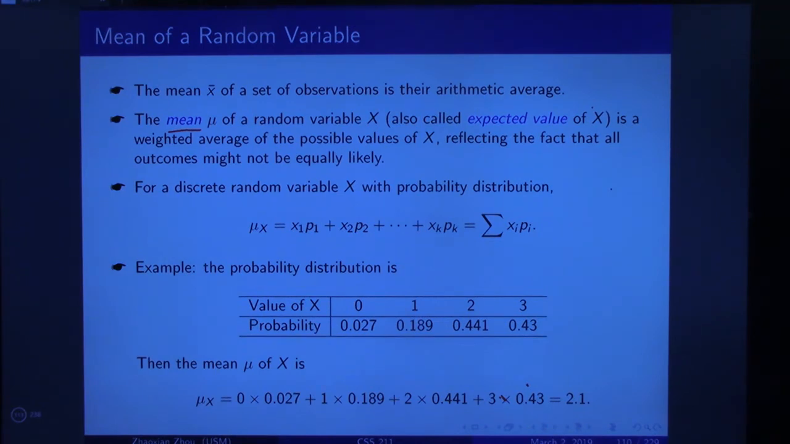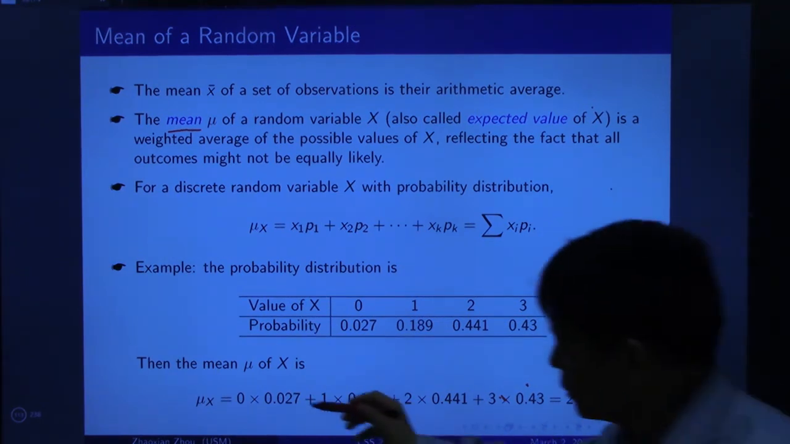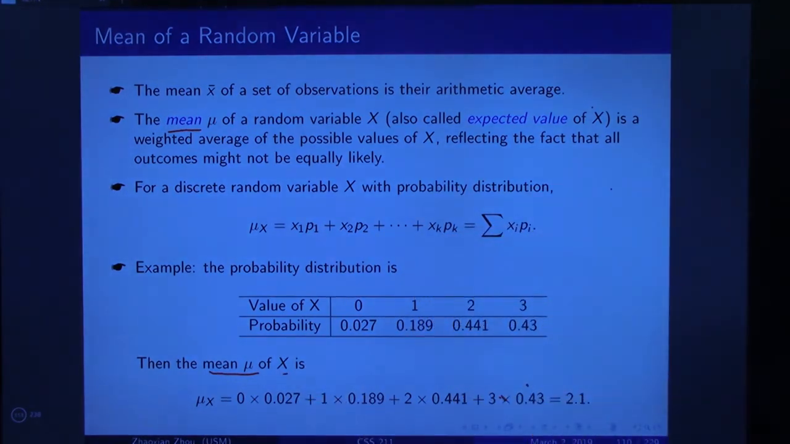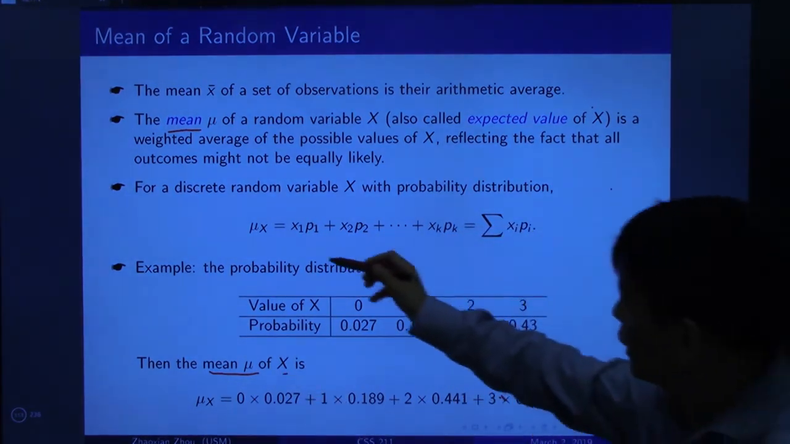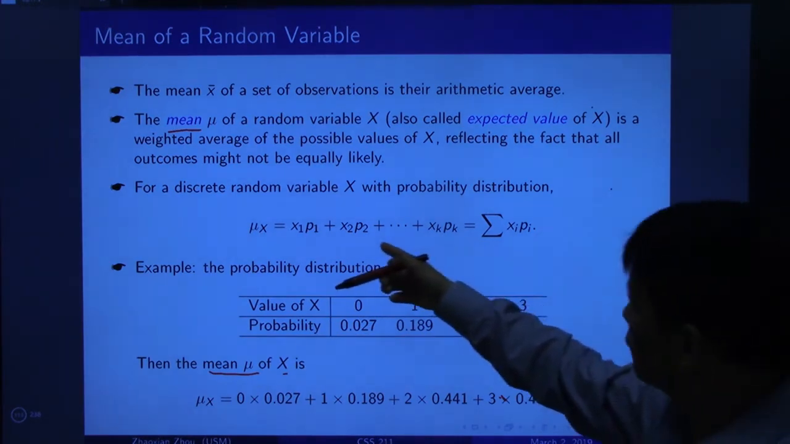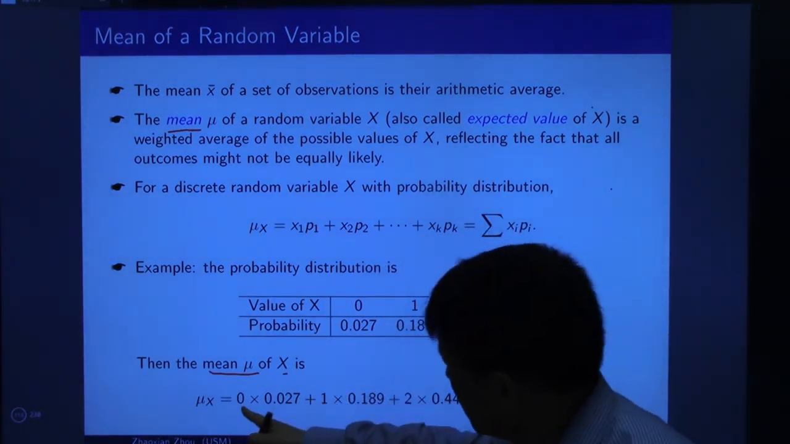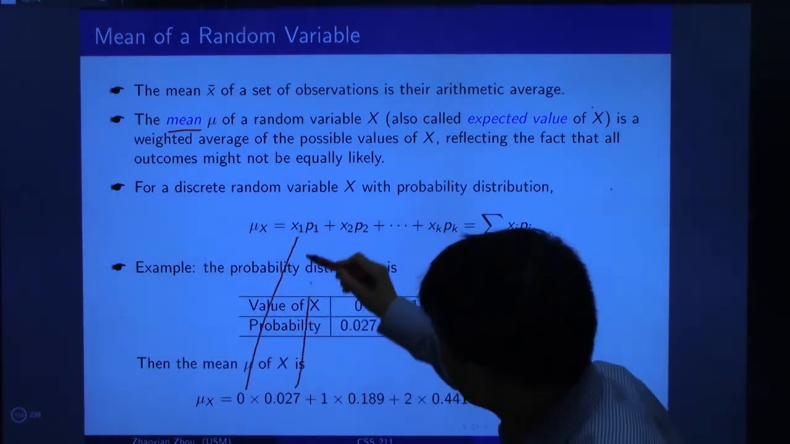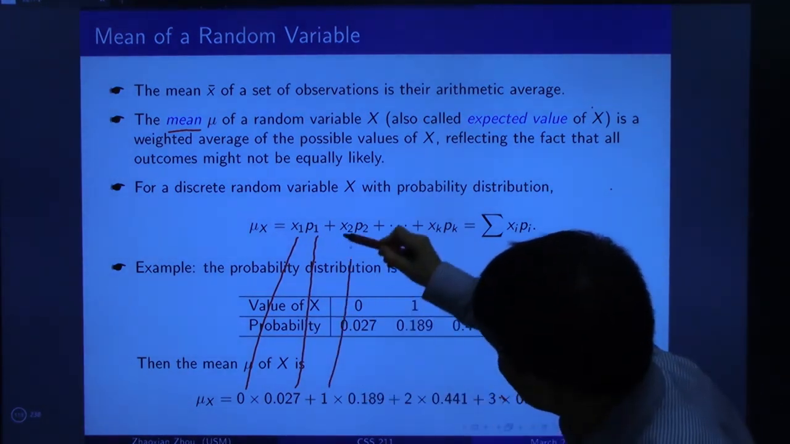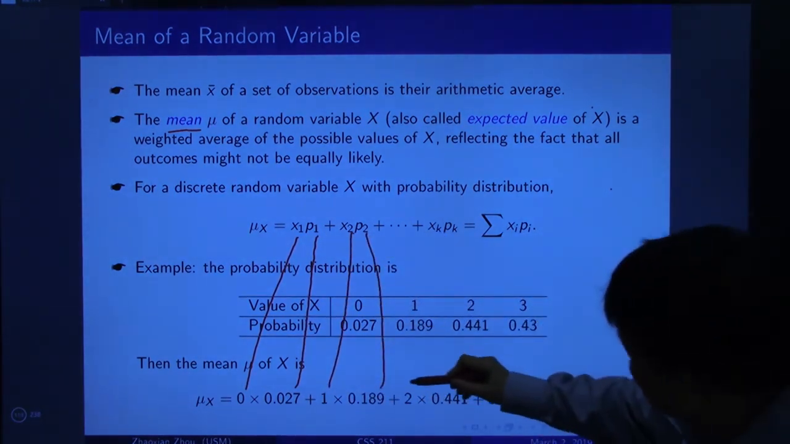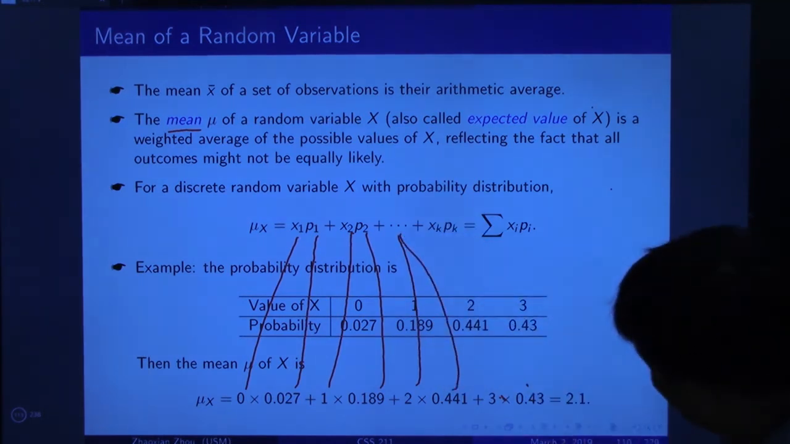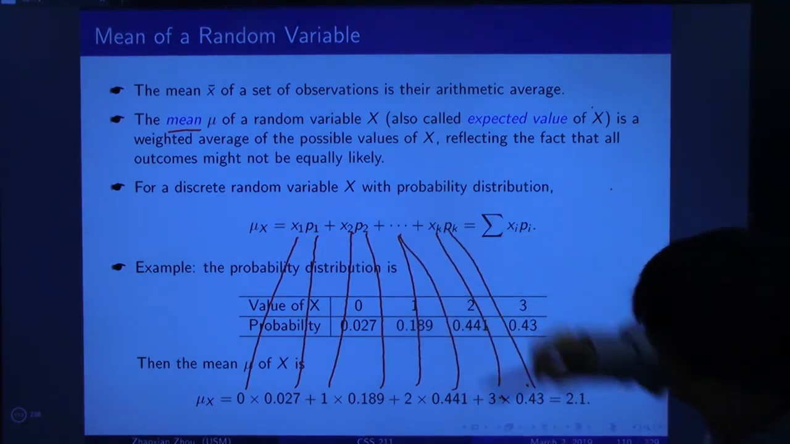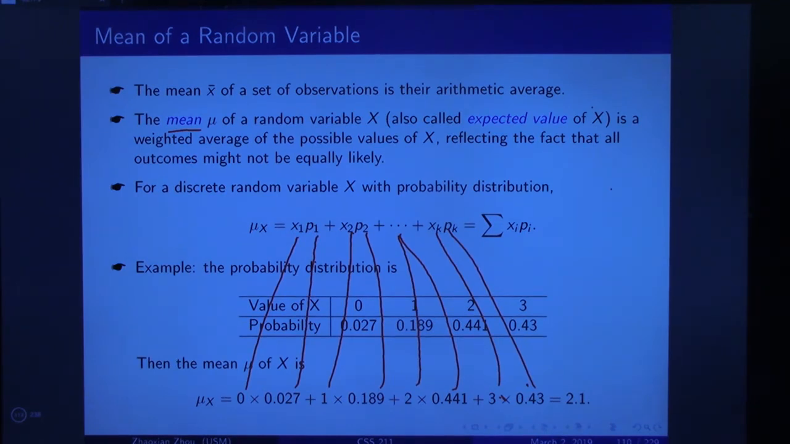What is the mean mu of the random variable x? That's easy. We just write this formula first, then plug in numbers. This is x1 and this is p1. This is x2, this is p2. This is x3, this is p3. And this is x4, and this is p4. You multiply, you add, and this is the result. That is the mean of the random variable.